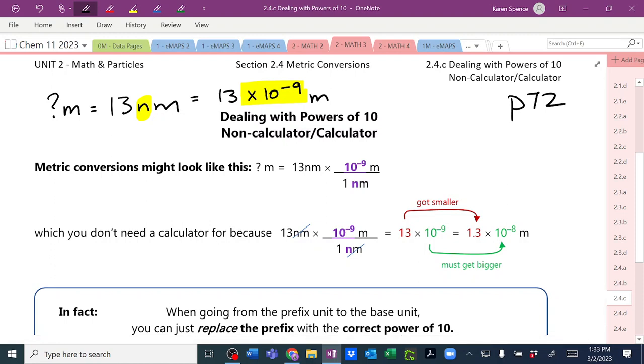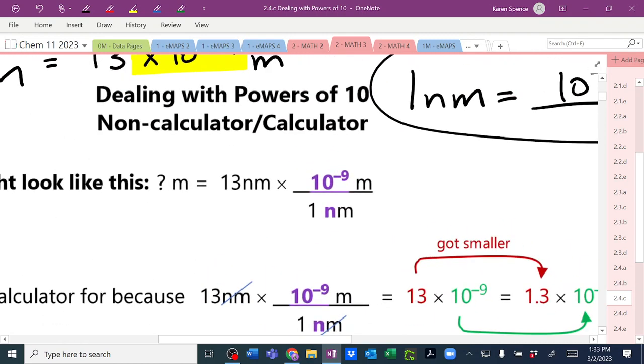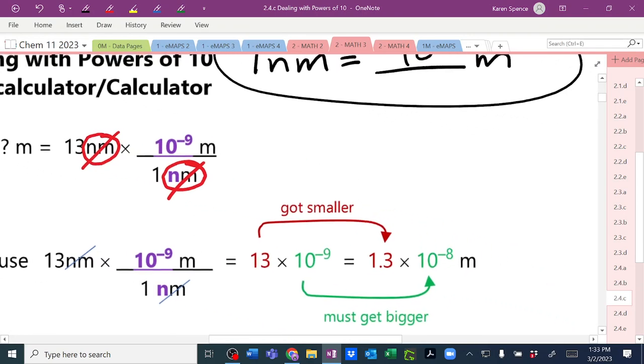Let's just say I did. I know that 1 nanometer is equal to how many meters? 10 to the negative 9. So I can use that as a conversion factor. I can start with nanometers. I can cancel 1 nanometer with 10 to the negative 9 meters, and we'll get the same thing we did before. We will have 13 times 10 to the negative 9.